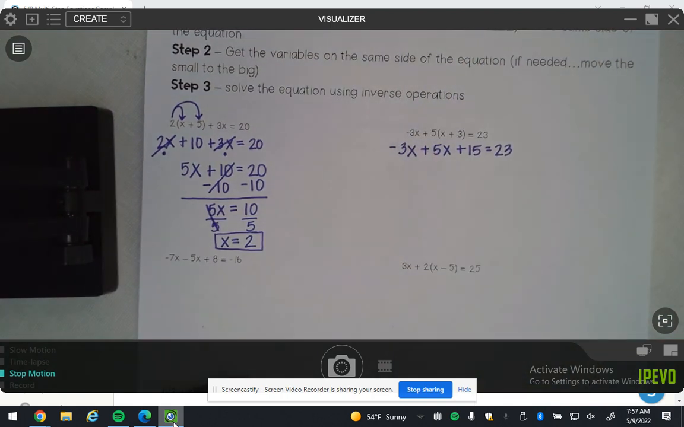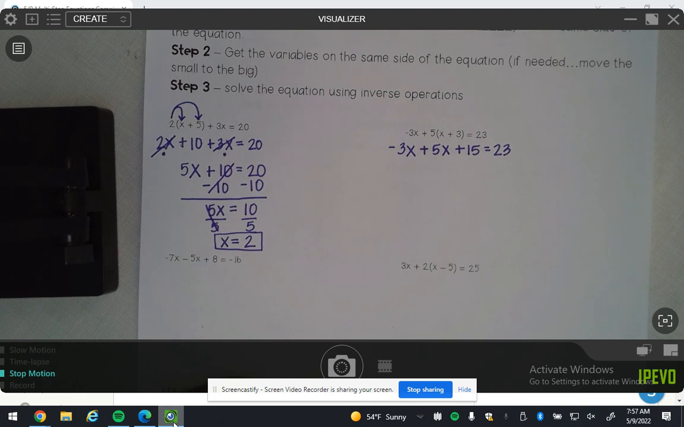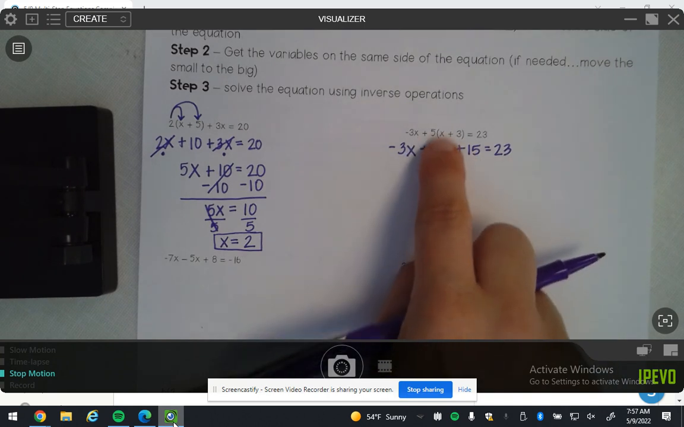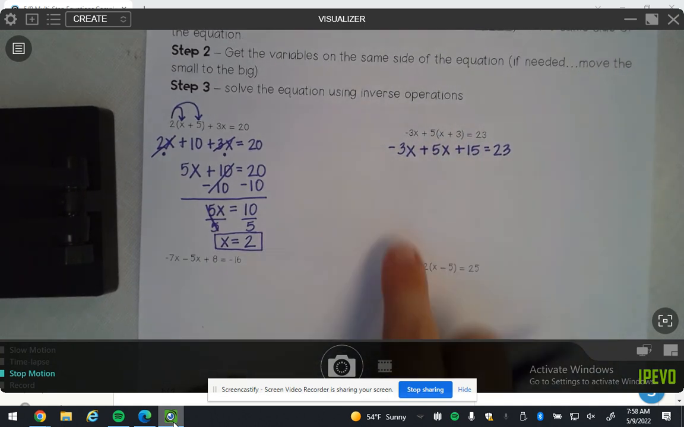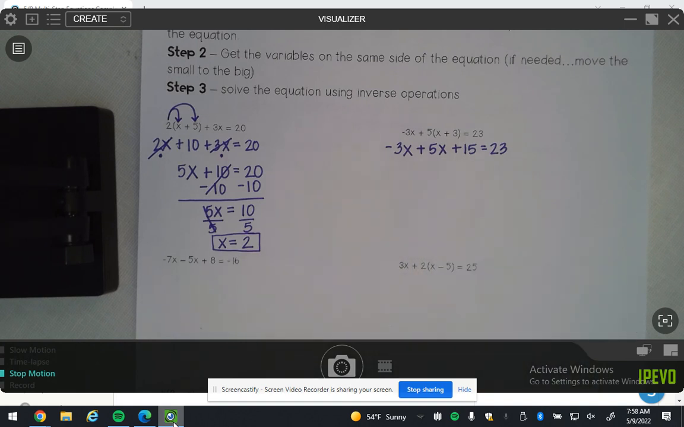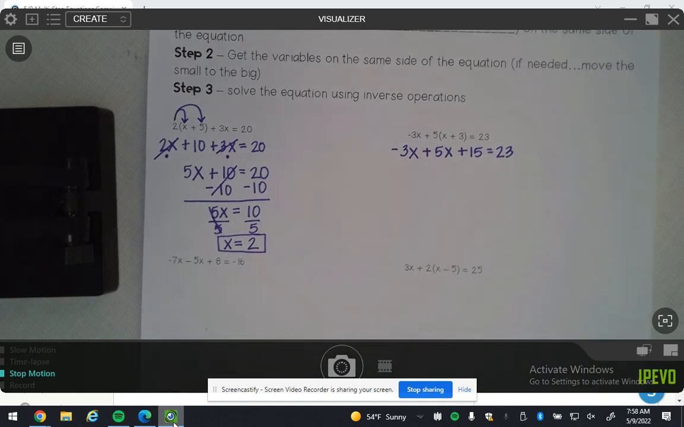Do we have that written down? This is exactly what you should have written down. You have to distribute the 5 like so. If you don't have this, you're not getting the right answer. You have to distribute before you do anything else. After you distribute, what do you look for? Like terms. Do I have any like terms?